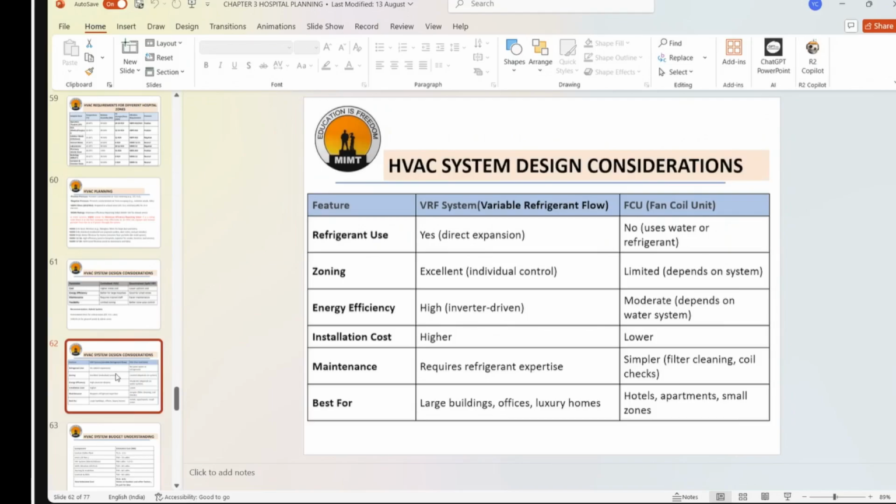Whenever you visit any hospital as a hospital administrator, just try to observe which kind of system the hospital has adopted. When you see all these things practically, then you can better understand the difference between the FCU and the VRF system. Whatever I have explained here is just to give you some basic idea of this system. My personal suggestion is that you should always visit some hospital to understand all this system.